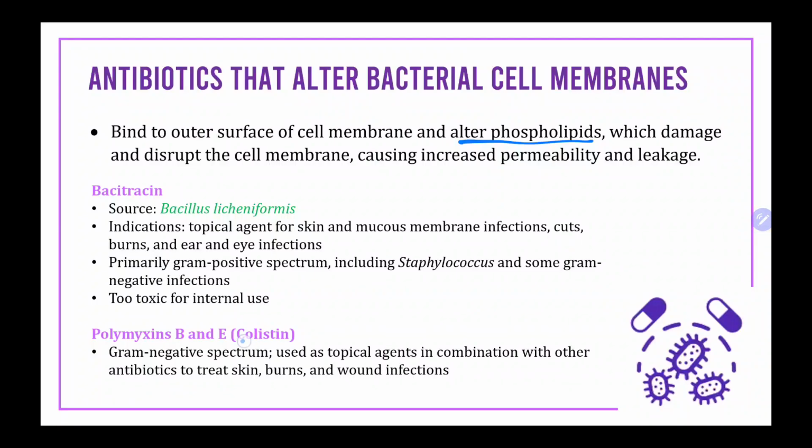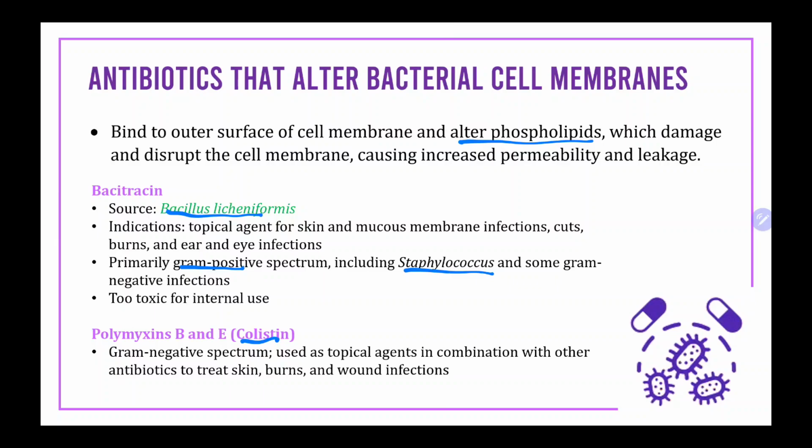Now, for bacitracin, its main source is from the bacteria Bacillus licheniformis. It is usually used as a topical agent for skin and mucous membrane infections, cuts, burns, and ear and eye infections. It's primarily used in the treatment of gram-positive microorganisms, including your Staphylococcus, and some gram-negative infections also.